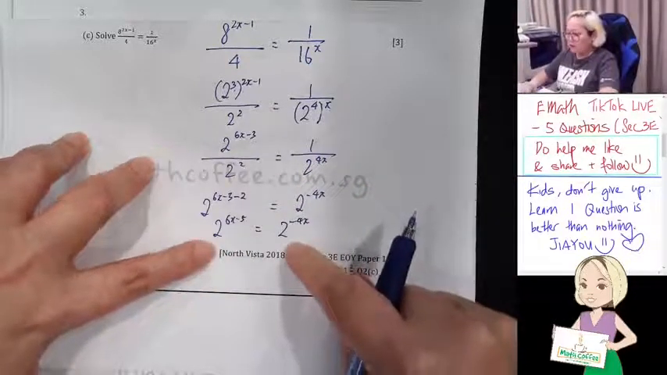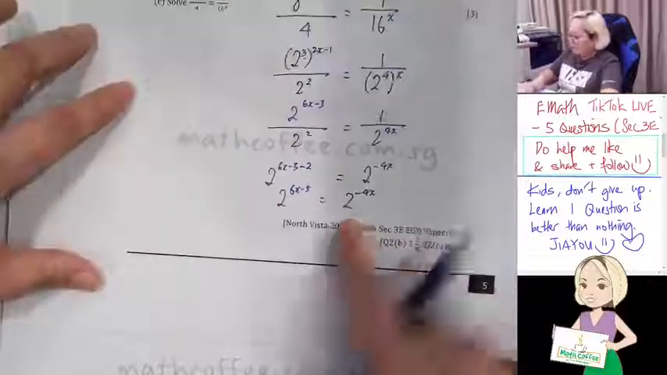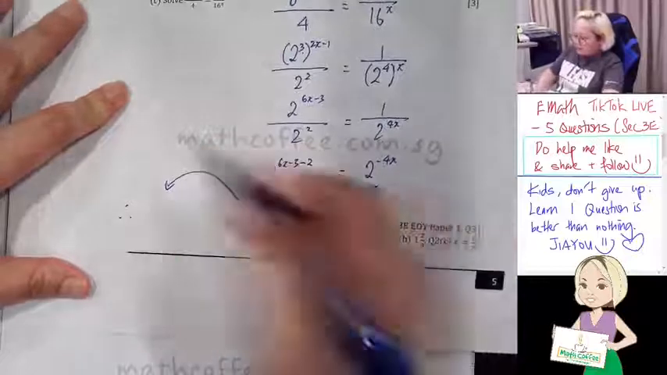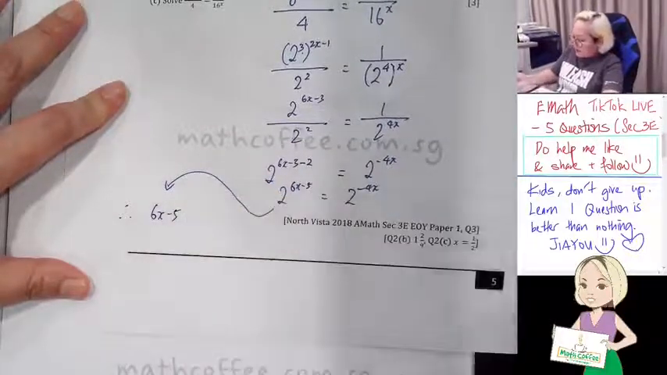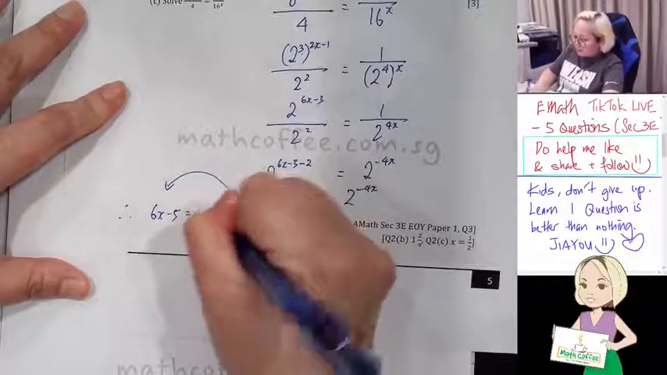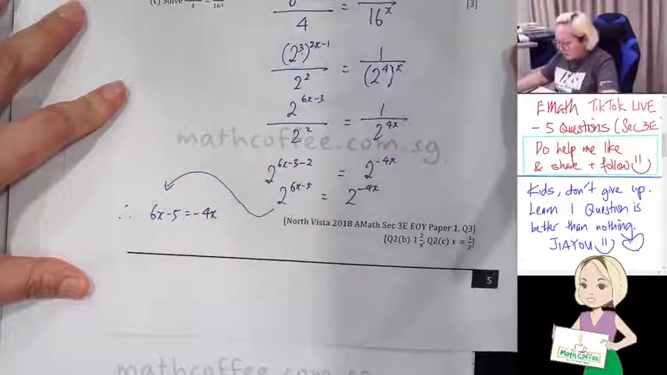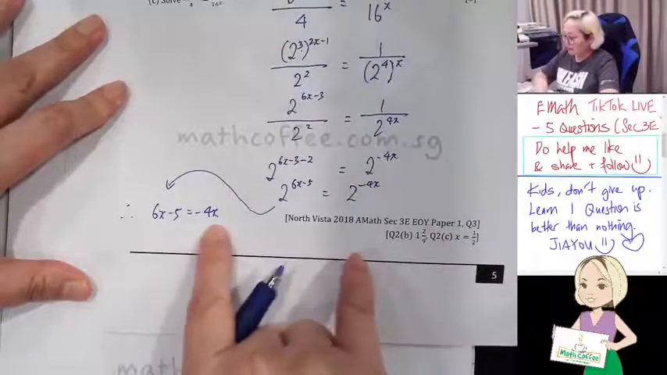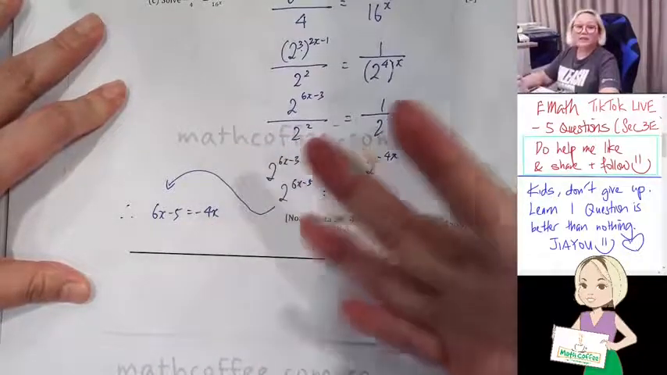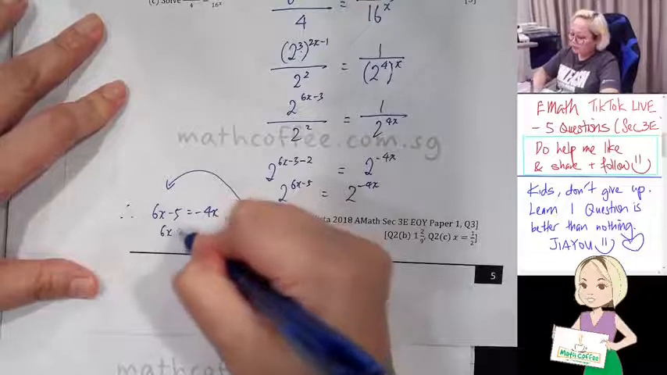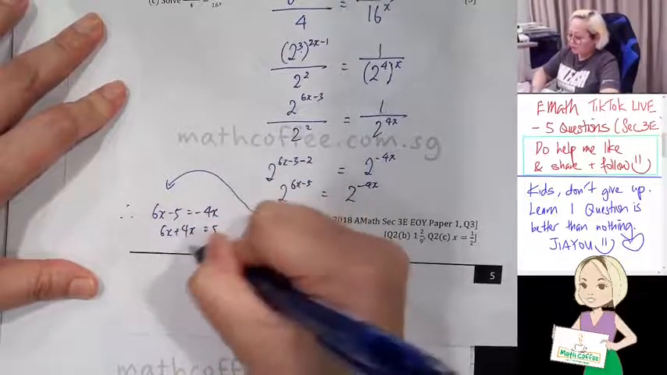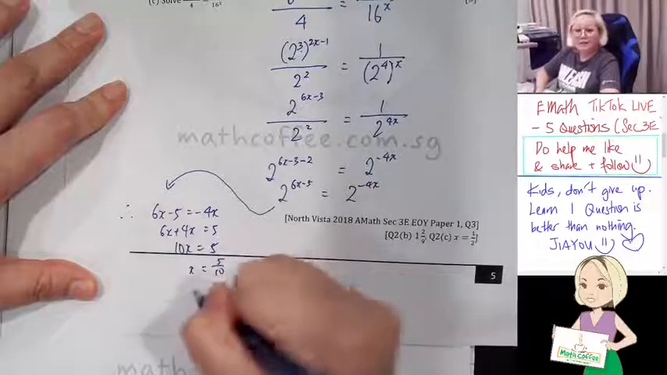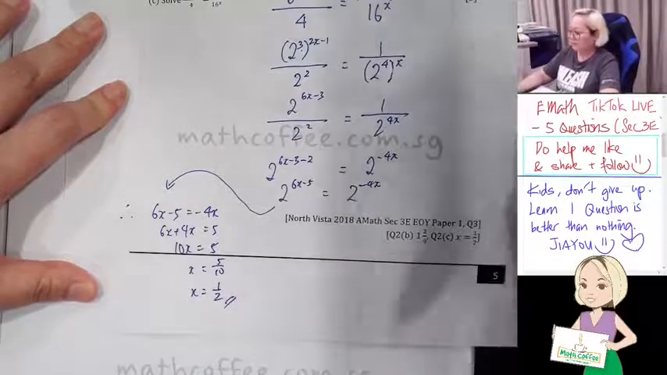So now you can remove the base 2, you can say, therefore 6x minus 5 is equals to minus 4x. So this one is just a linear equation. So it's just 6x plus 4x equals to 5. So 10x equals to 5. So x equals to 5 over 10. x equals to half. Done.